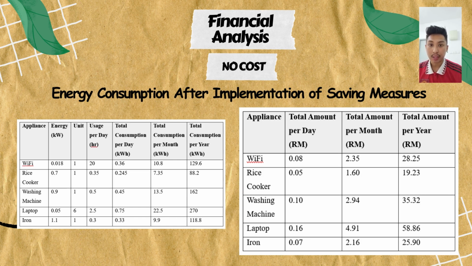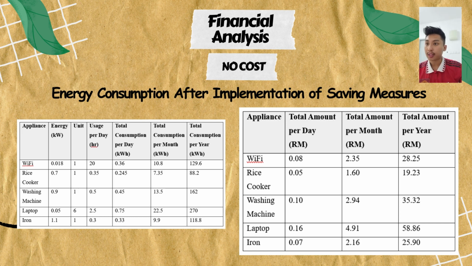I will firstly define what is zero cost. Zero cost is where you don't invest any amount of money to implement the saving measures. So these are all the implementations of saving measures with no investment. As you can see, there are 5 appliances involved.